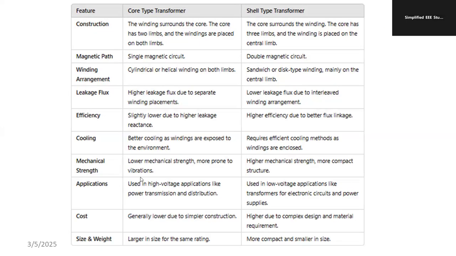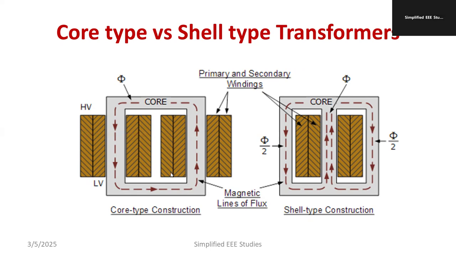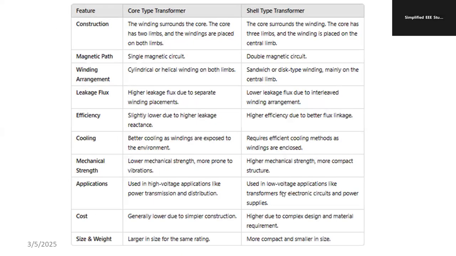Applications: if I talk about the core type transformer, it is suitable for high voltage application, especially power transmission and distribution. That's a major application of the core type transformer. While we are talking about the shell type transformer, it is suitable for low voltage application, especially in electronic circuits and power supply circuits. That is the application of the shell type transformer.